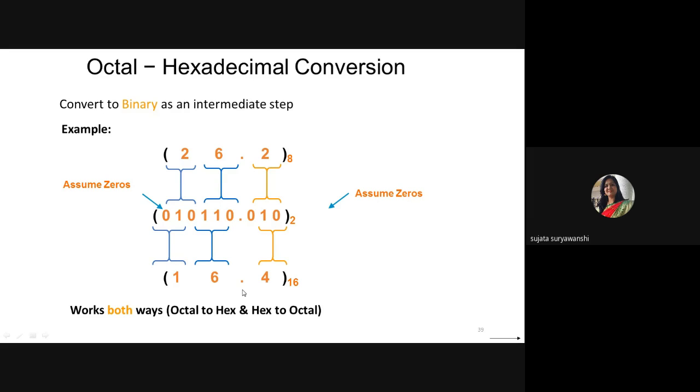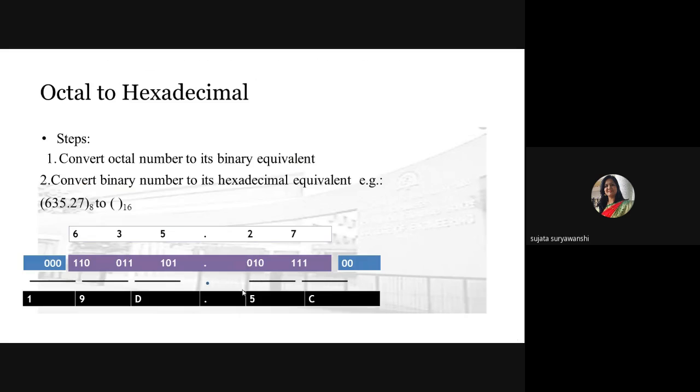For hex to octal, you simply have to write down a 4-bit binary number for each hexadecimal digit, because the given number is a hex number. Then just make groups of 3 bits, because we want to convert from hexadecimal to octal. Here is the octal to hex example: convert the octal number into its binary equivalent and the binary number into its hexadecimal equivalent, as we have already seen in the previous PPT.